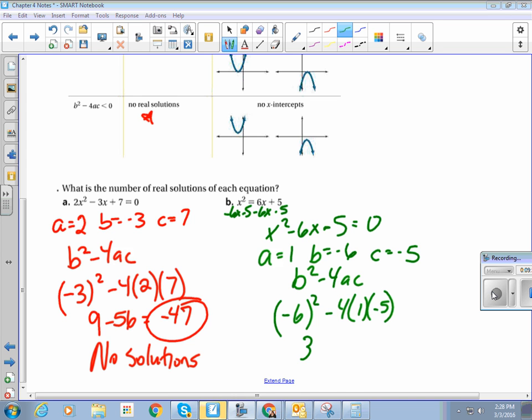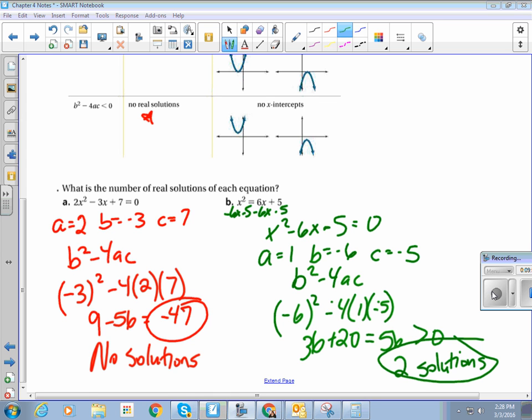This is 36. Negative and a negative give me a positive. I got 36 plus 20 is 56. Since this is greater than 0, I have two solutions. The question is not asking what the solutions are, it's just asking how many.